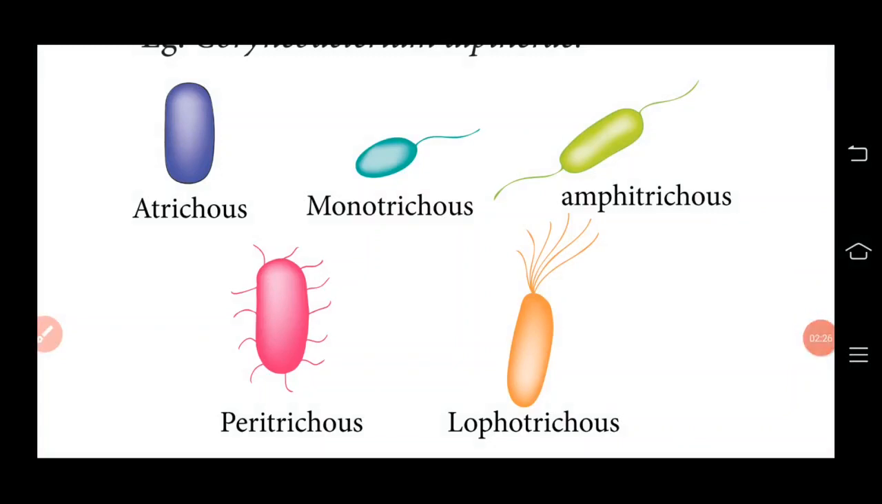And then peritrichous, flagella all around. Example, E. coli. And then atrichous, without any flagella. Example, Corynebacterium diphtheriae. And then bacteria get their food in many ways.